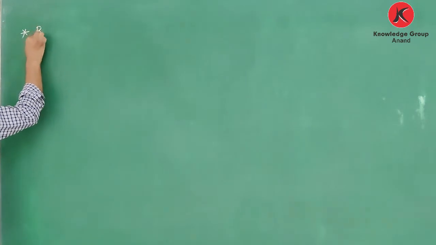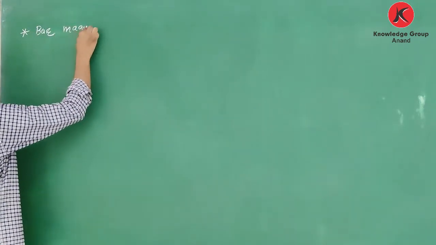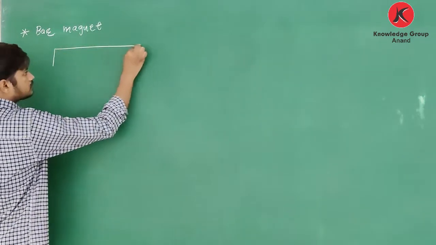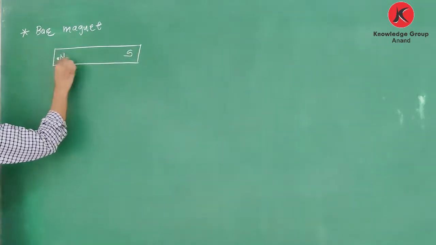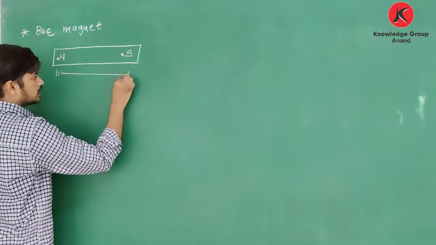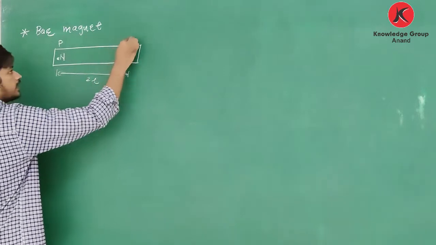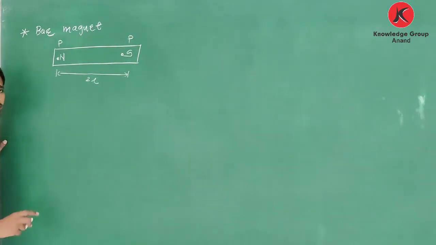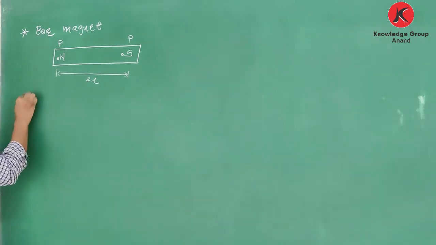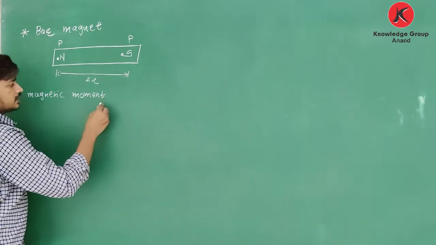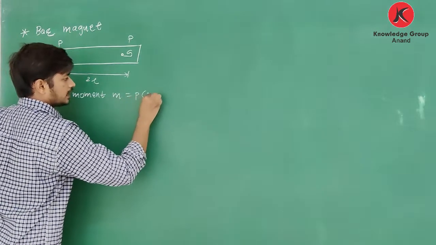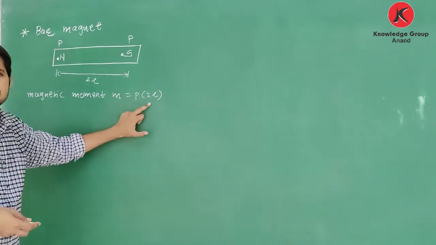Now we will see some extra cases. If you have a bar magnet, with North Pole and South Pole, the distance between two poles is 2L, and pole strength is P. Then we know that magnetic moment M is equal to P into 2L, means pole strength into distance between two poles.